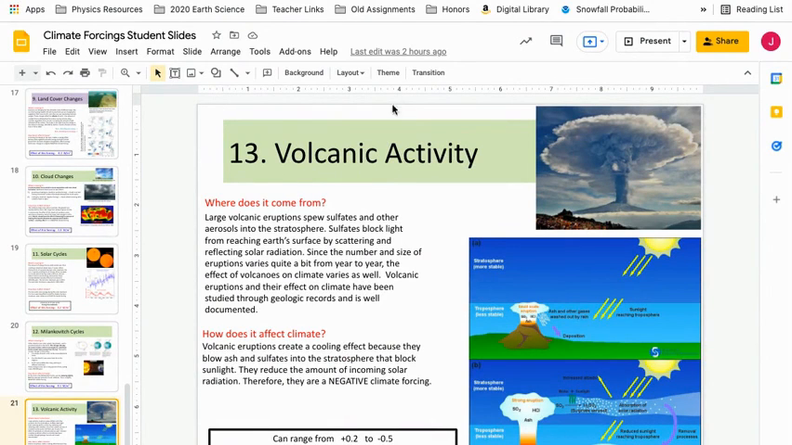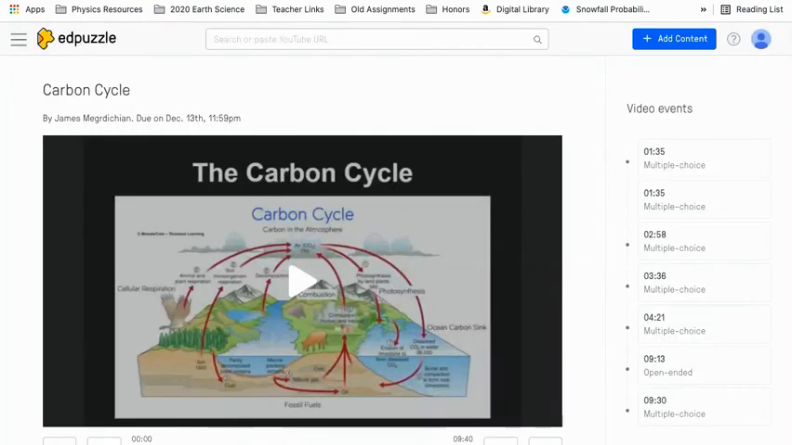When you're done with that, if you have time, go on to the Ed Puzzle. Again, it's a 9-minute, 40-second video. It stops periodically along the way to ask questions. Those are mainly multiple choice questions. There is one open ended question that I'll have to go back and grade by hand. And that's essentially all you have to do today.